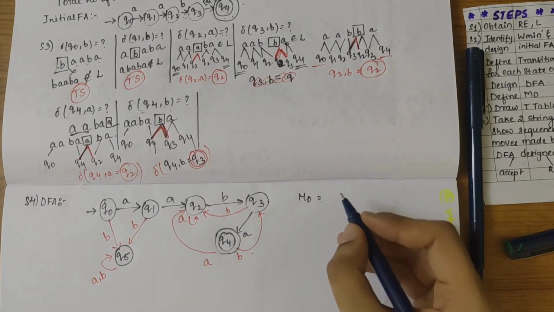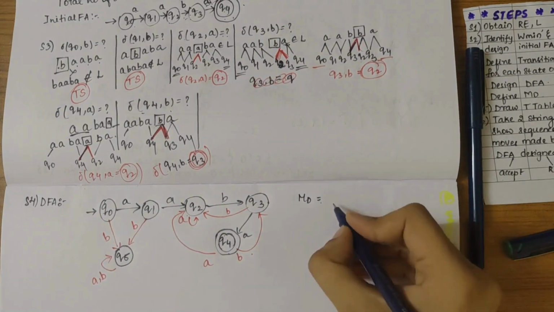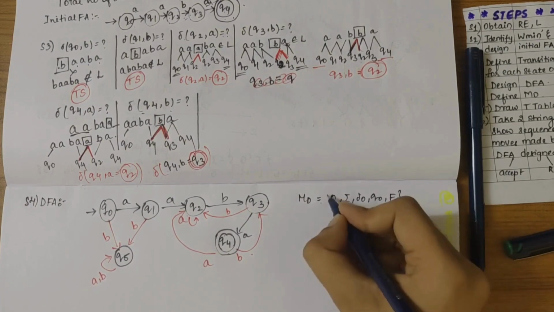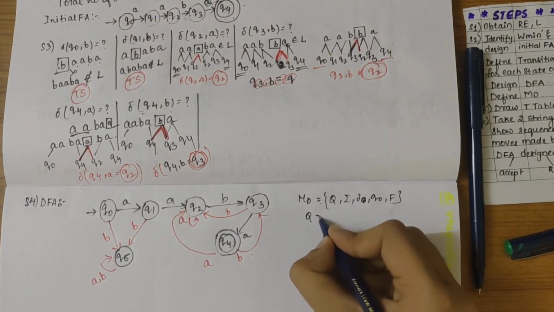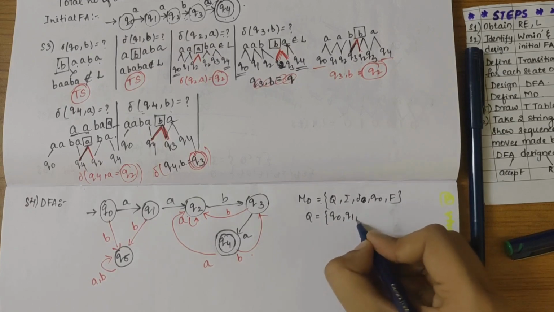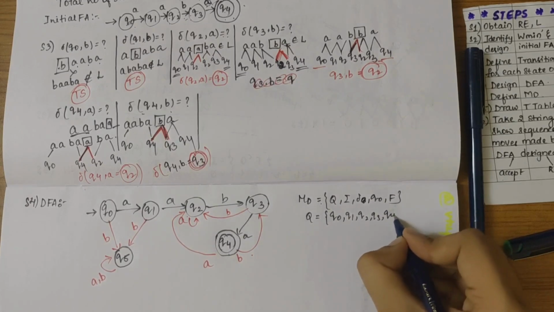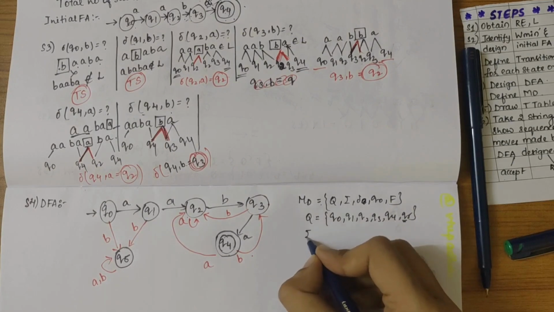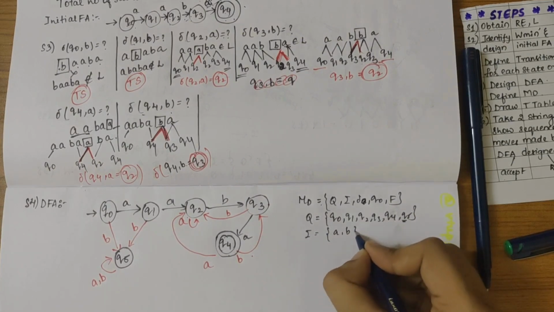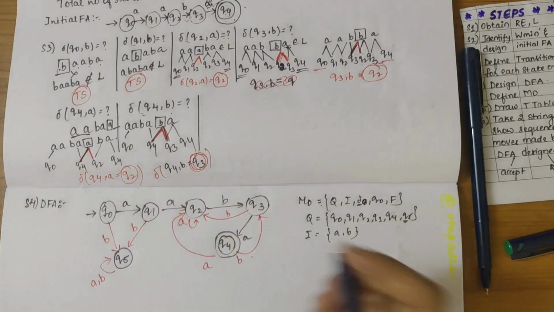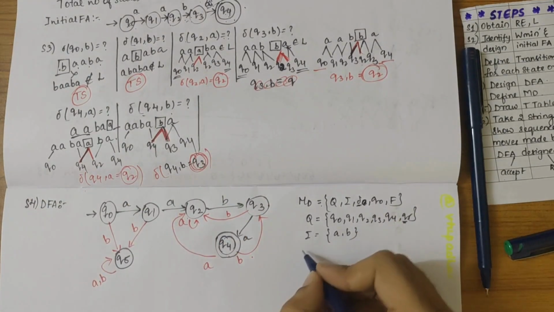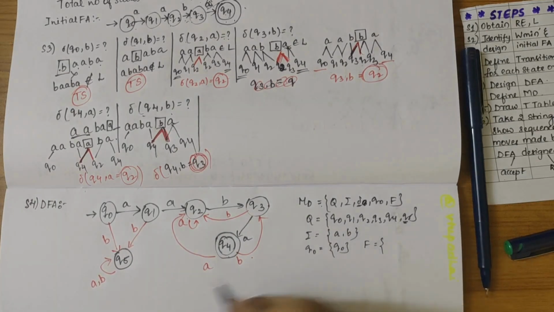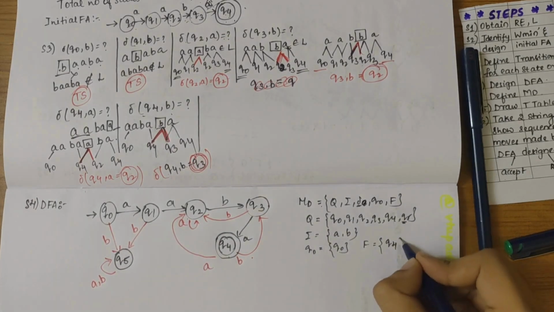Moving on to defining M D value here. So Q value here comprises of Q0, Q1, Q2, Q3, Q4 and Q5 being the trap state. Then we have sigma, which comprises of A and B, and the transitions have been explained in step 3, followed by Q0 being the initial state, and F, that is the final or accepting state, being Q4.